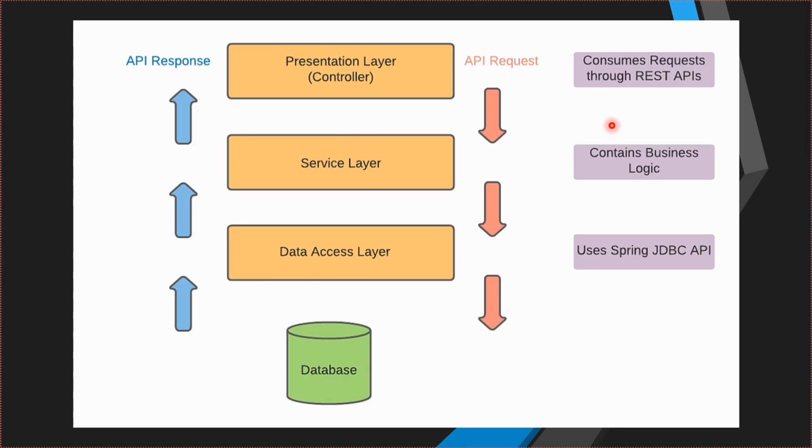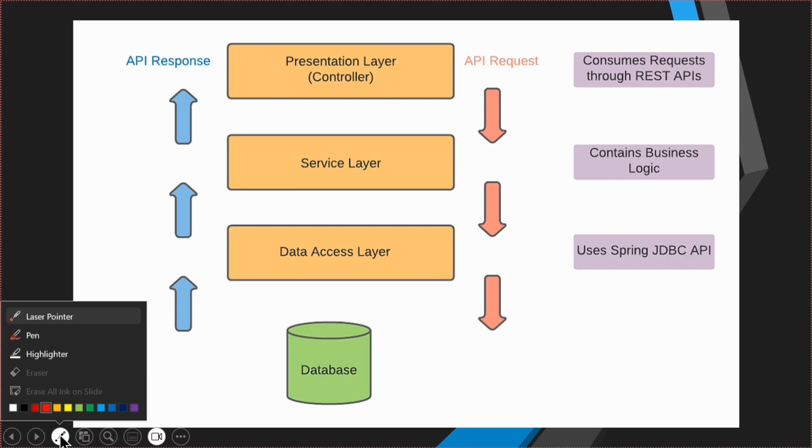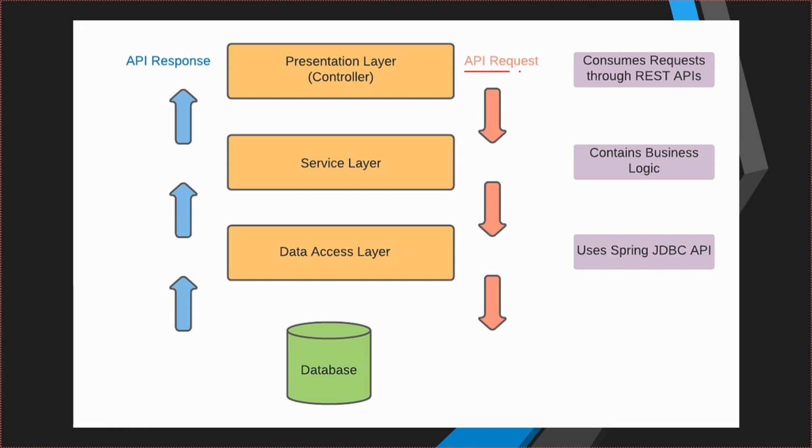In a REST API, an API request is made, and then it goes to a layer called the presentation layer. The presentation layer is also called the controller. It consumes the API request through REST APIs and then passes control to the service layer. The service layer is where all the business logic is written, and then we go to the data layer and connect to the database.